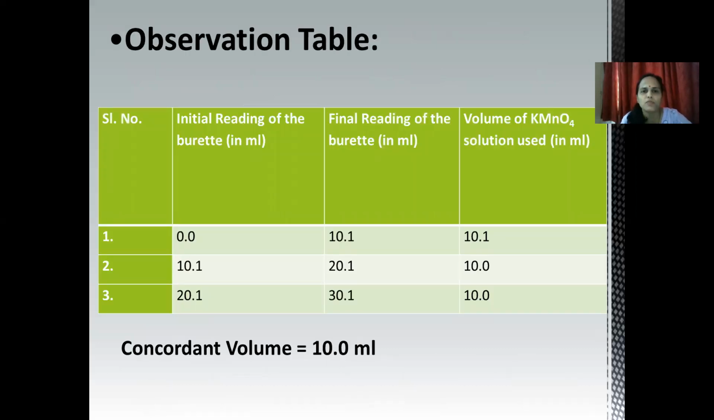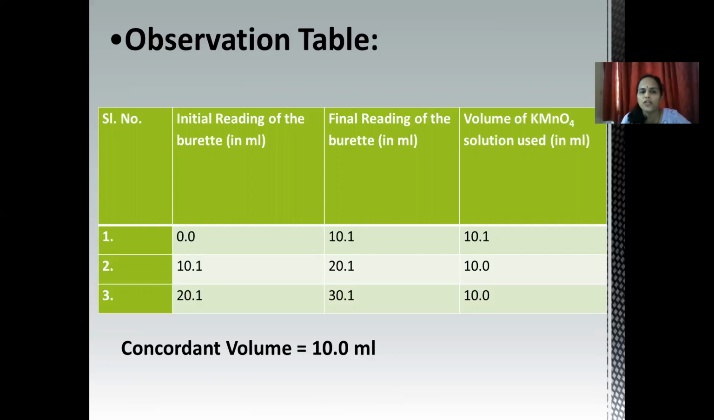Then you will make an observation table which will include serial number, initial reading of the burette in milliliter, final reading of the burette in milliliter, that is the unit, and volume of KMnO4 solution used in milliliter.